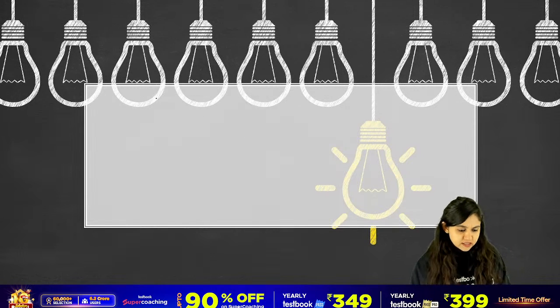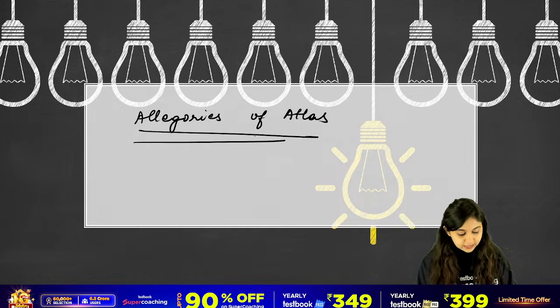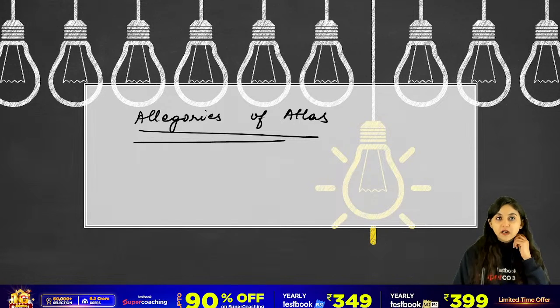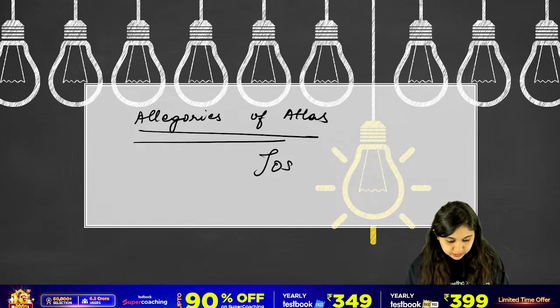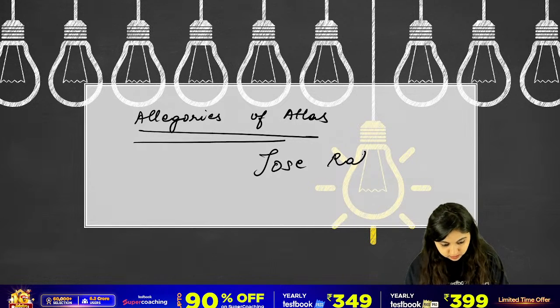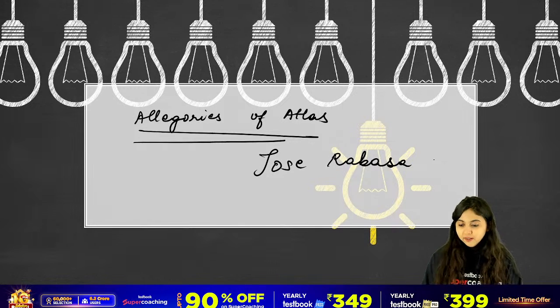Why is the northern part of Allegories of Atlas called that? Why is it North and South? Allegories of Atlas is a very important work. It is by Jos Rabasa. So please remember that, Jos Rabasa.